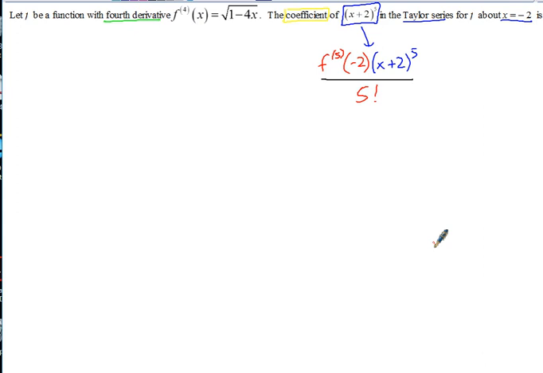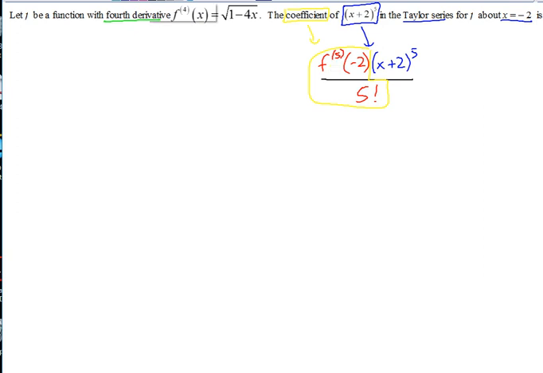All right, so the coefficient, again, is going to refer to this whole thing out in front. That's going to be the coefficient of x plus 2 to the fifth. That's what we're looking for. So notice we need the fifth derivative of negative 2. But unlike the other one where we started with the original function, this one's a little easier because we're already starting with the fourth derivative. So we don't have to take the derivative 5 times. We just have to take the derivative once to get to the fifth derivative.